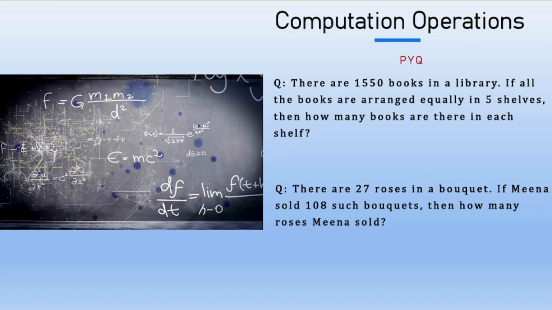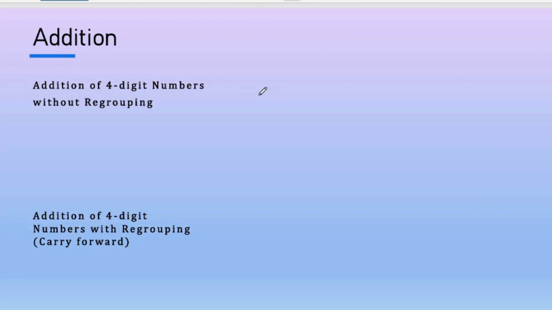Whether to use that in the addition or the subtraction. So let's quickly cover these two basic topics, which is addition and subtraction. Okay, so first is addition. Addition of 4-digit numbers without regrouping. It's simple. Without regrouping means there is no carry forward. With regrouping means there will be a carry forward.